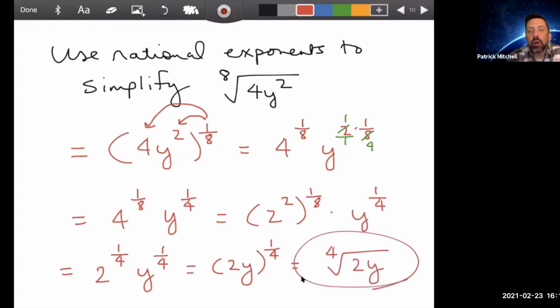So we've made the index smaller, and we've also made the radicand smaller. So that's a little nicer to look at, 4th root of 2y than 8th root of 4y squared.